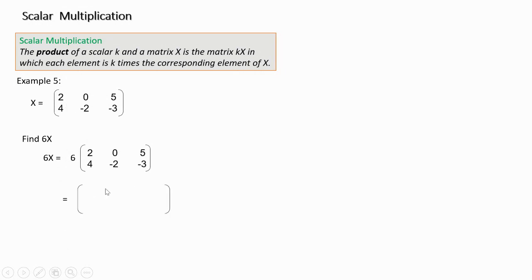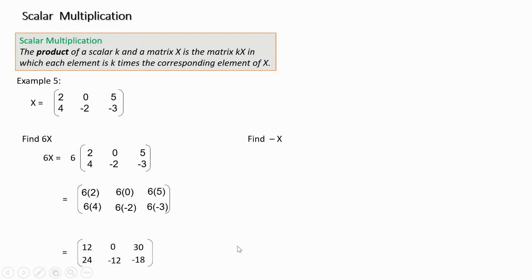So it'll be 6 times 2, 6 times 0, 6 times 5, 6 times 4, 6 times negative 2, and 6 times negative 3. So it's going to give us 12, 0, 30, 24, negative 12, and negative 18. That's the result of the scalar 6 times matrix X.